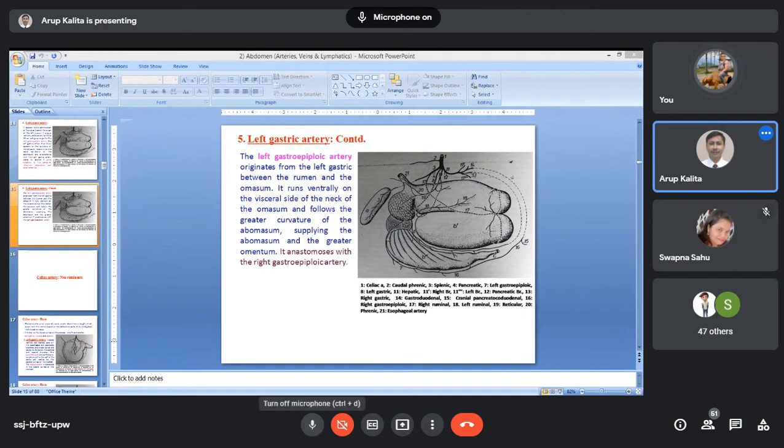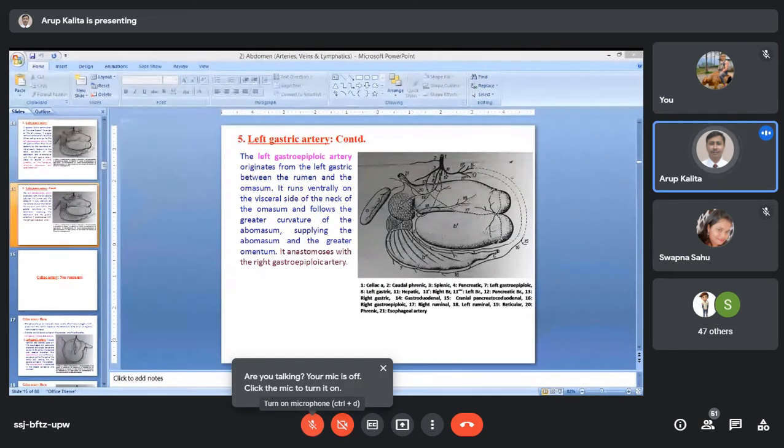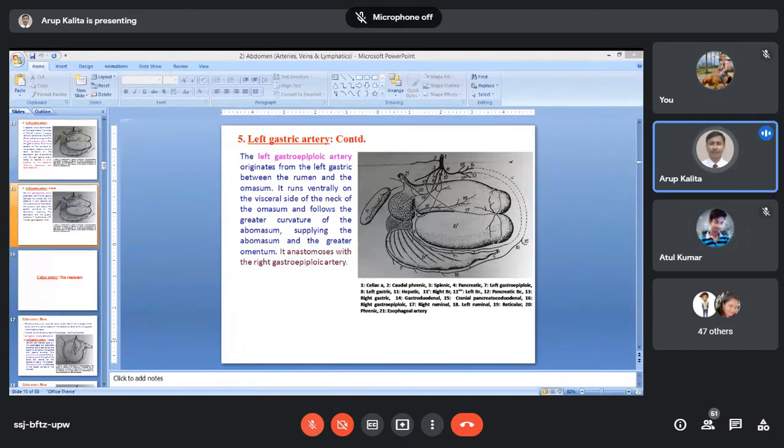Yes, sir. Okay. Now what is the second main branch? Splenic. Okay. So the splenic artery supplies blood to the spleen. But this artery will also give a main branch. What is the name of that artery? Right ruminal artery. Yes, right ruminal artery, number 17. This right ruminal artery will supply the right surface of the rumen and joins with the left ruminal artery. Okay.